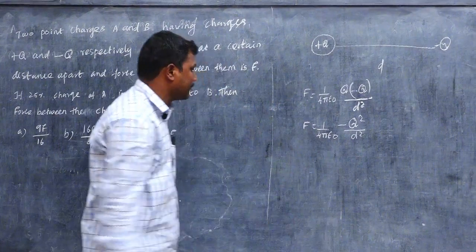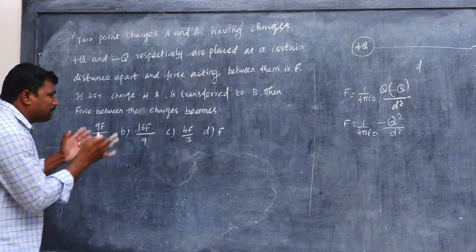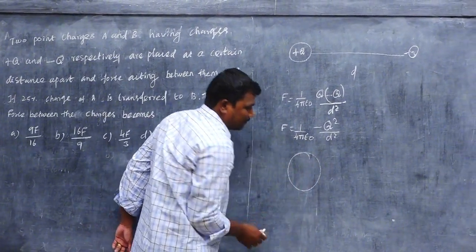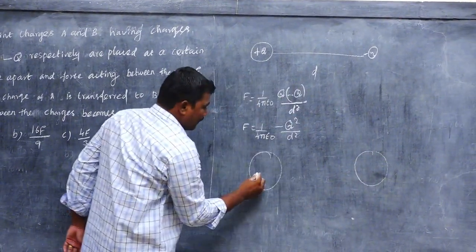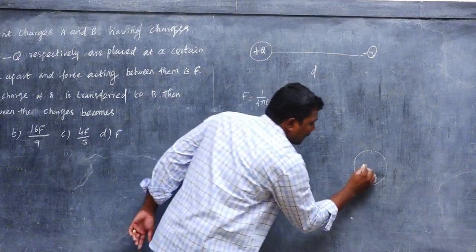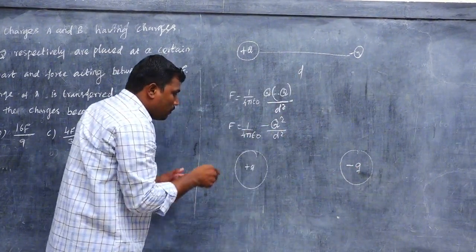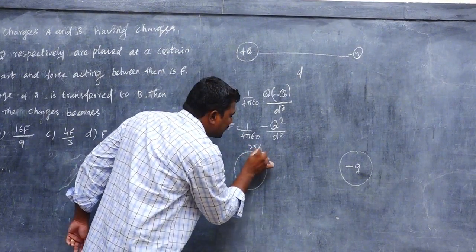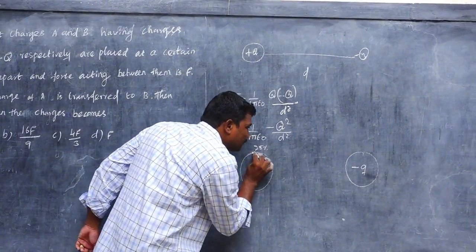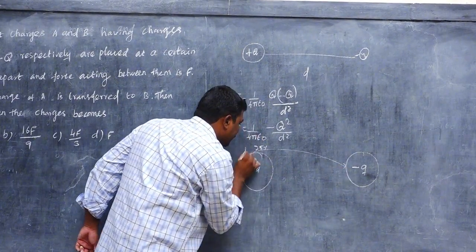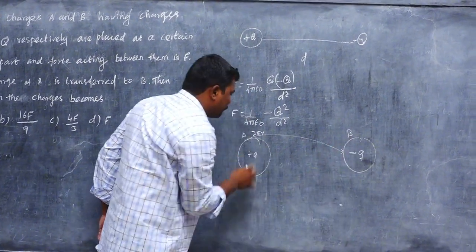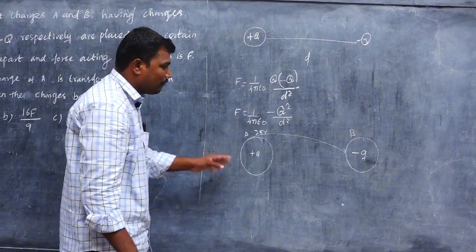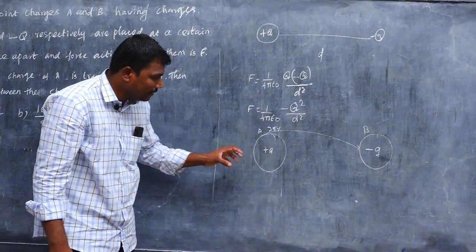The next condition is given: if 25% of charge A is transferred to B, next diagram, plus q and minus q. How much charge will be transferred from A to B? 25% of the charge is transferred from A to B. How will you calculate the final force? This is the question.